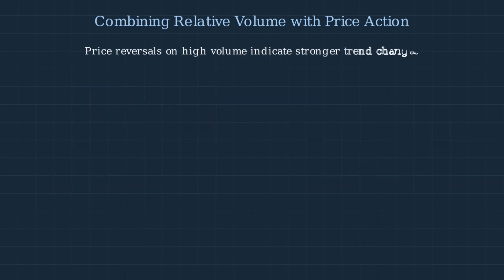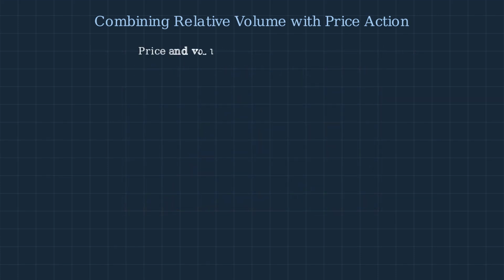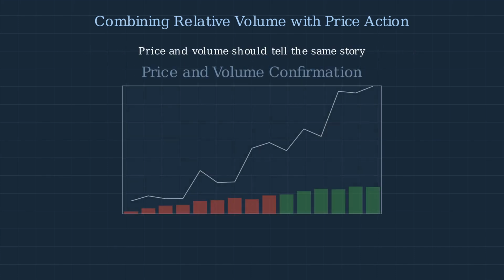Similarly, a price reversal on high volume may indicate a stronger change in trend. The increased participation suggests a significant shift in market sentiment. Look for confirmation between price action and relative volume. They should tell the same story. When price increases with increasing volume, this confirms the uptrend strength. When both price and volume are increasing together, it provides a stronger confirmation of the existing trend.